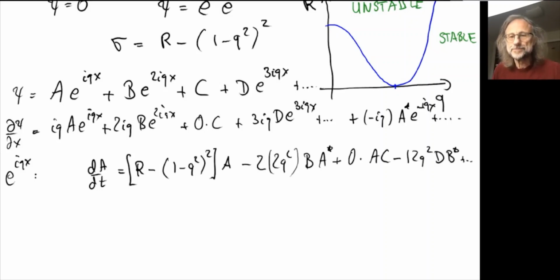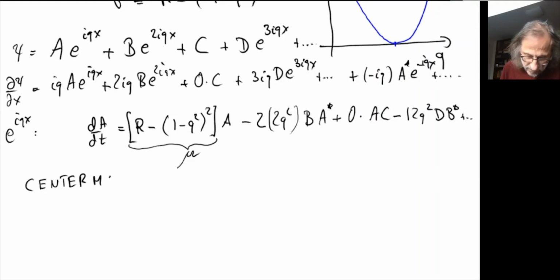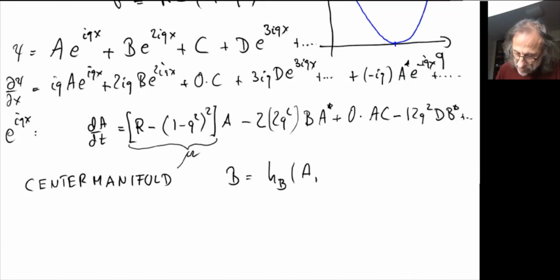So this is going to be the growth rate of A. So let me call that actually mu. And so therefore now we can describe our center manifold, which is this manifold in this space of A, B, C, D, and so on. So there we have B is a function, let me call it HB, of A and A star. And because we're doing the suspended system, it will also depend on mu. But as I said, it's strictly nonlinear in these quantities.